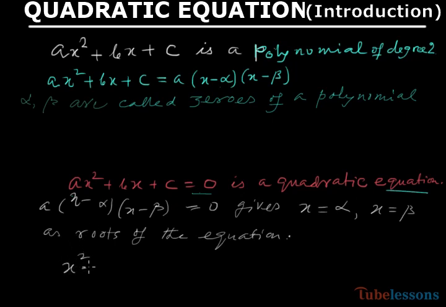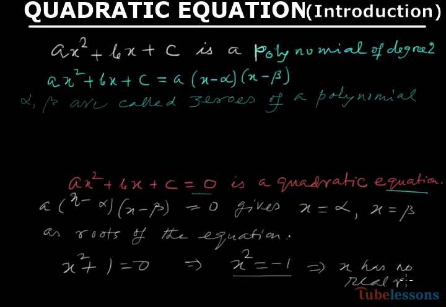Suppose x square plus 1 is equal to 0. If we solve this, x square is equal to minus 1. So this implies x has no real roots. Later on we'll discuss this type of equations.